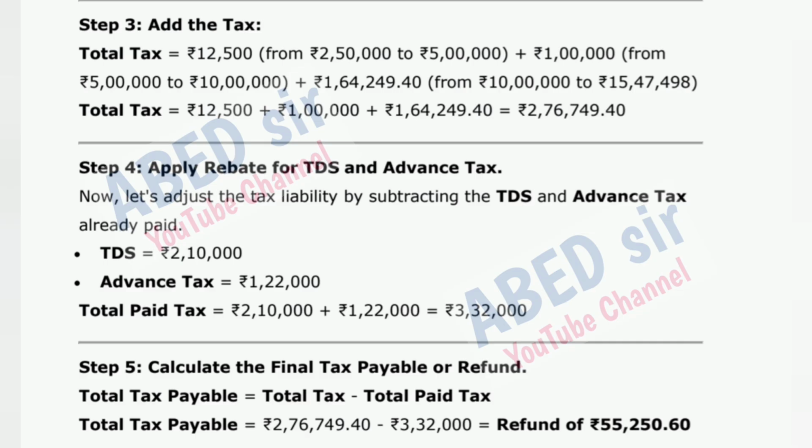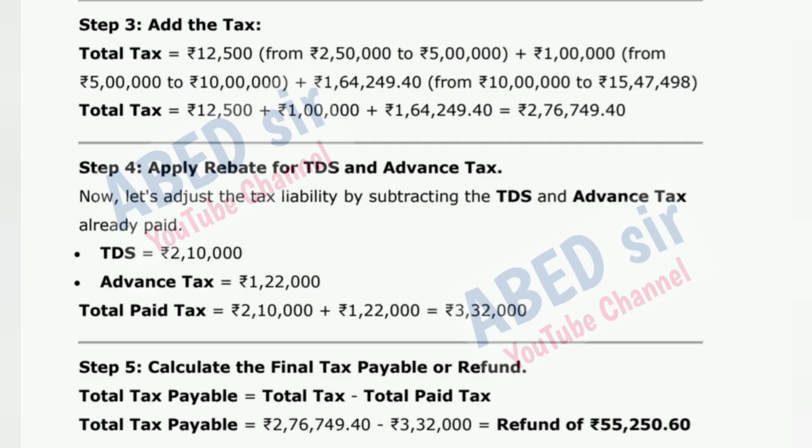Now, let's adjust the tax liability by subtracting the TDS and advance tax already paid. TDS is equal to 2,10,000 rupees. Advance tax is equal to 1,22,000 rupees. Total paid tax is equal to 2,10,000 rupees plus 1,22,000 rupees is equal to 3,32,000 rupees.